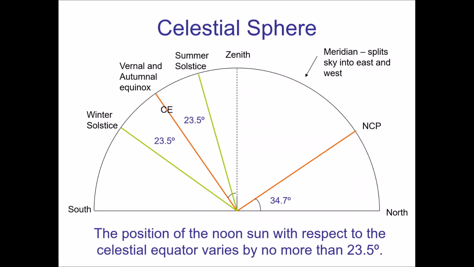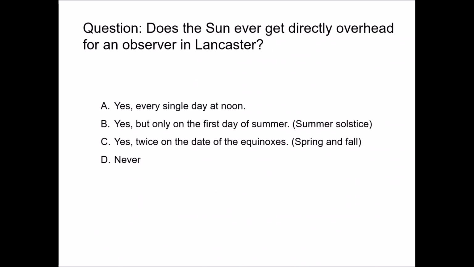Okay, great. Let's talk about some questions to see if you have followed what I've been describing here. Does the sun ever get directly overhead for an observer in Lancaster? Think about this for a minute. Do you remember the term directly overhead? What does that mean? That means zenith, right? All right, so the answer here is D. It never does. Never does.